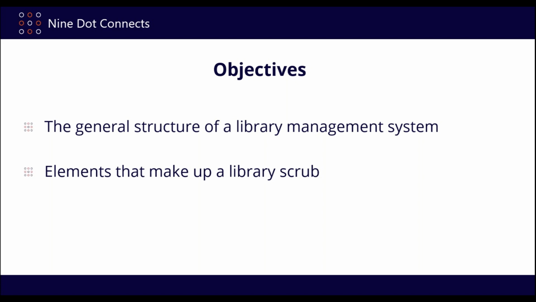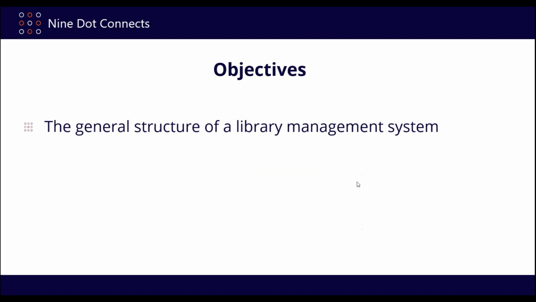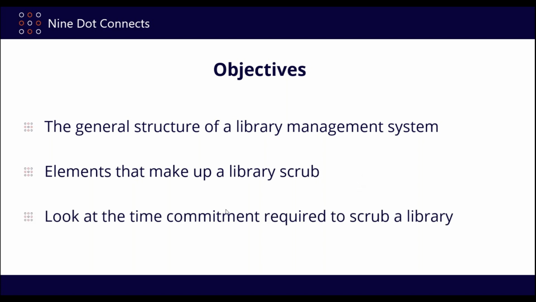So we want to talk about what I'll call the 5 key elements that you have to go through when you're actually going to go through a library and give it the once-over to make sure that everything is proper and set in place and provided information where it's missing. And the next one over here, we're going to look at the time commitment required to scrub a library.